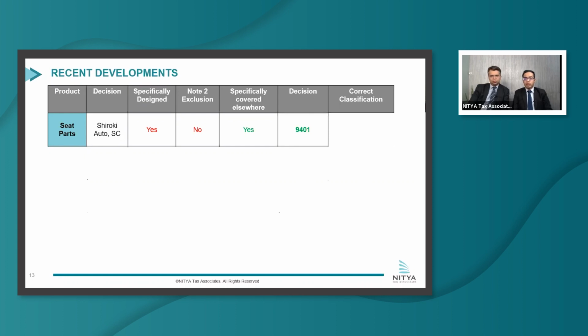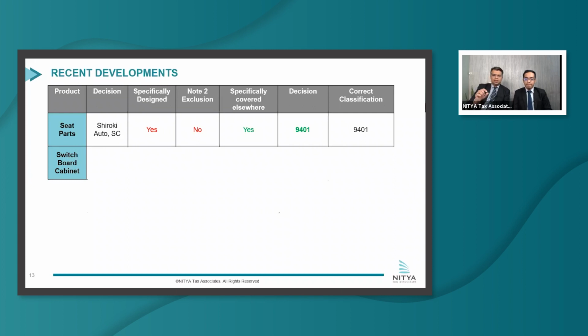As we earlier discussed, for classification, the three-layer test is important. Seats and seat parts have a specific inclusion as a nomenclature under heading 9401. So on that basis, since it is failing one of the tests, the correct classification should be 9401 only.